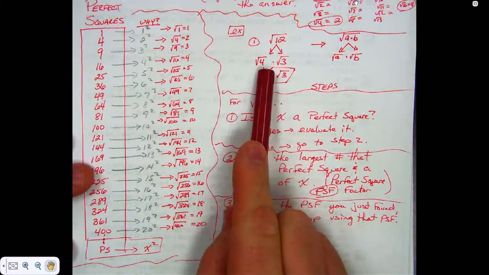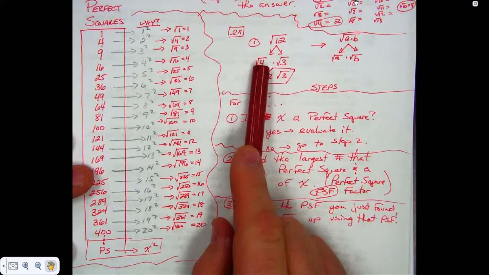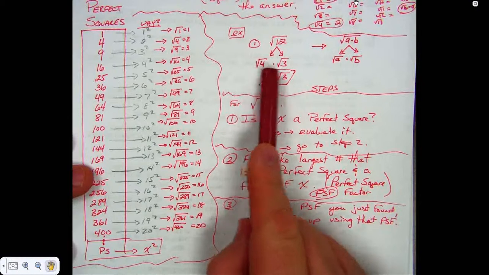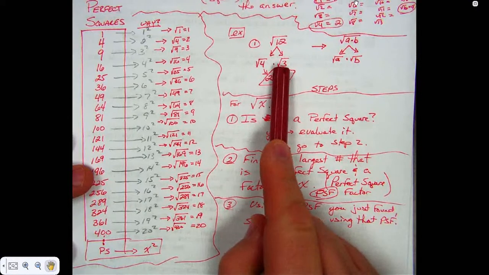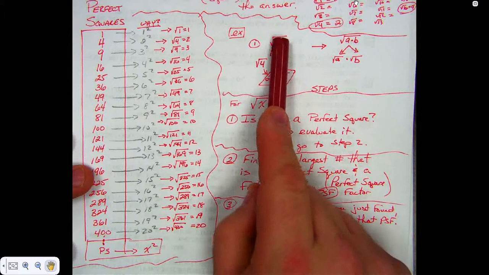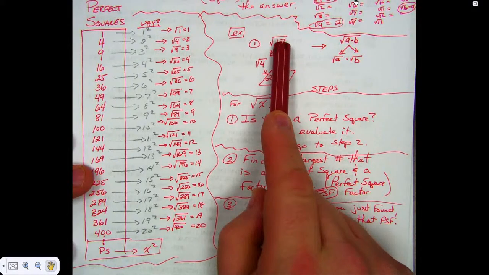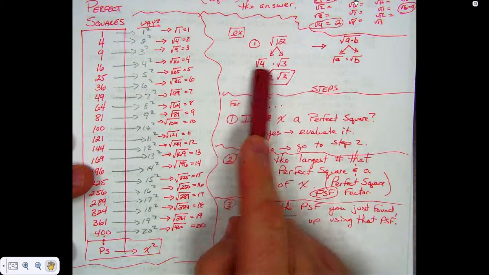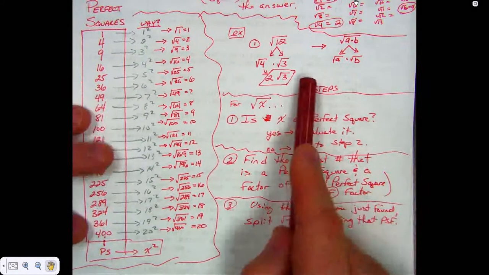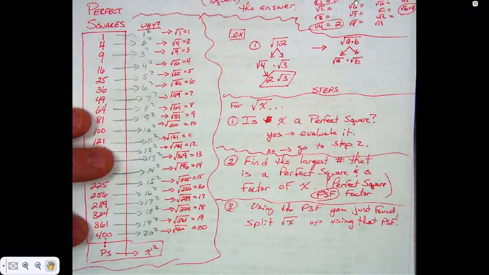Would it have been right to say 4 times square root of 5? Square root of 4 times square root of 5? No, because what's square root of 4 times square root of 5? Square root of 20. Well, what did I start with? Square root of what? So once you find your perfect square factor, you need to make sure you multiply it times the correct number that gets you what you started with, right? So that's what I mean by splitting it up.